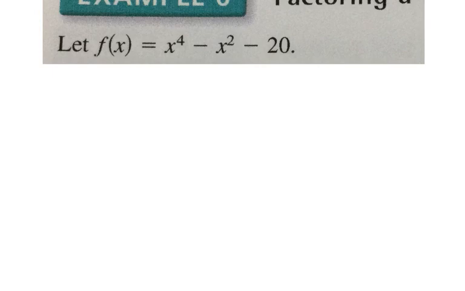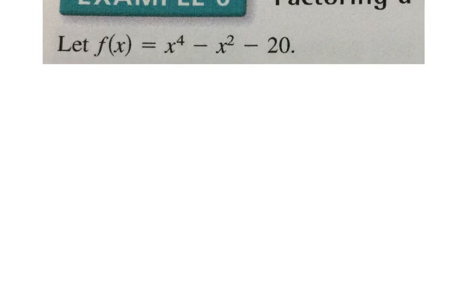Okay, this one here, I've got f of x equals x to the 4th minus x squared minus 20. I'm asked to find the roots. So I'm always going to begin by trying to factor. So is there a GCF here? There is not. Is this a special case that I can factor? It is not. So I can't do grouping. It's not difference of squares, difference of cubes, sum of cubes.